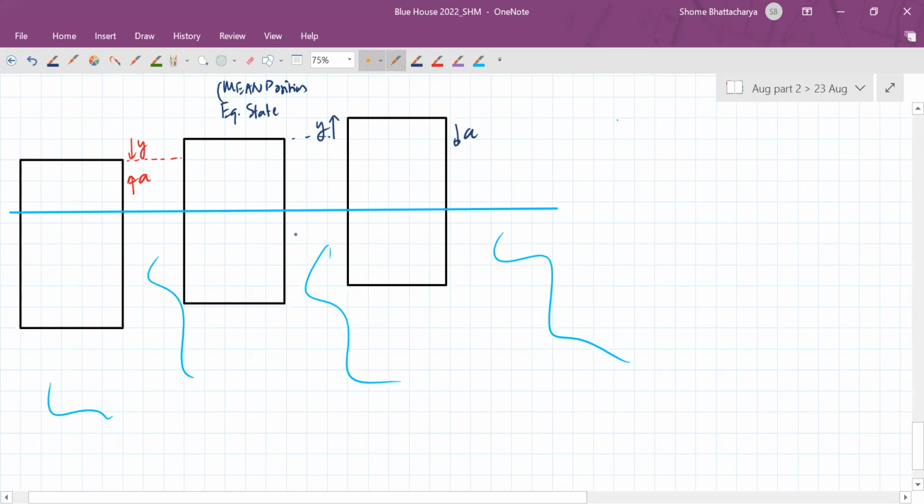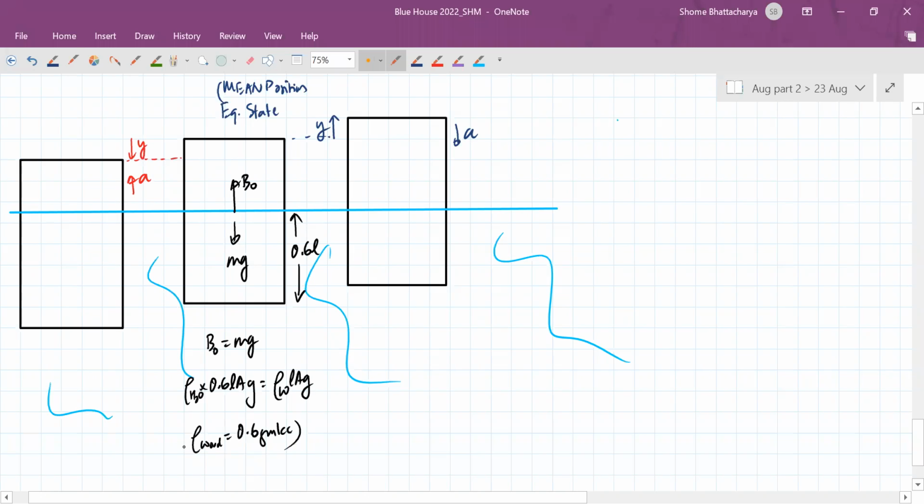In the equilibrium state, this part is 0.6 L because it was given to us that 60% is submerged. And the buoyant force balances mg. So density of water into 0.6 L into A balances density of wood into L into A. So you can see that density of wood, this is an understood fact.